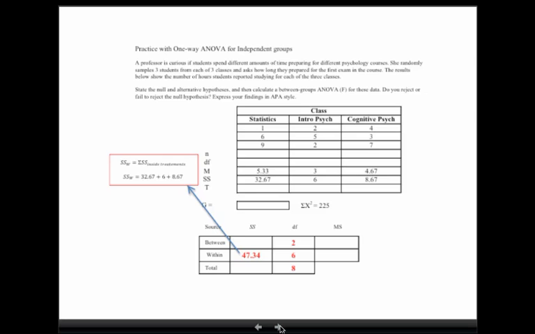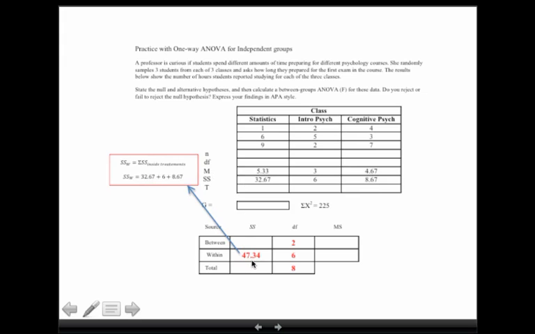Now, to complete our calculation, you're going to need to fill in the rest of your source table. The first thing, and I think that's the easiest to do, is within subject's sum of squares. You've already gotten degrees of freedom, so we're going to move on to sum of squares. So within subject sum of squares, you just sum up the sum of squares for each treatment or each level. I've already given those to you in your table, and I will do so on your test or your quiz. So you just add 32.67 plus 6 plus 8.67, and I have done that over here.